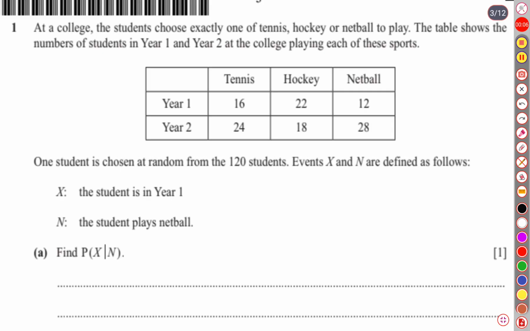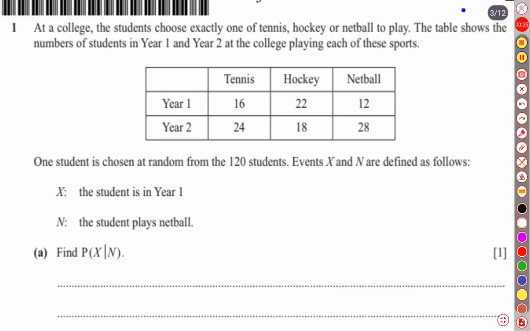Today we are going to solve the first two questions from Probability and Statistics 1. These two questions belong to paper 9709/52 for the session October-November 24. Let's read question number 1.